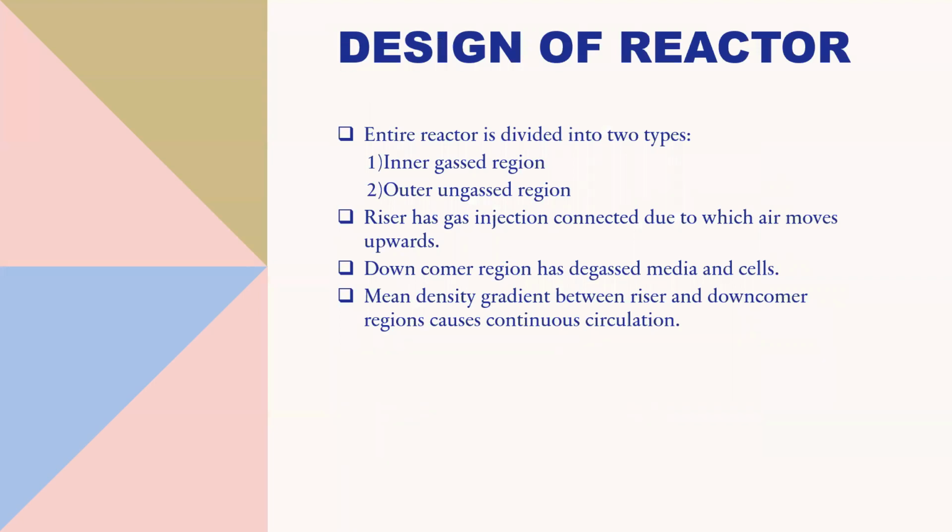The reactor is divided into two parts. One, the inner gassed region. Two, the outer ungassed region, which was clearly depicted in the earlier diagram. Mean density gradient between the riser and the downcomer region is responsible for continuous circulation within the reactor.